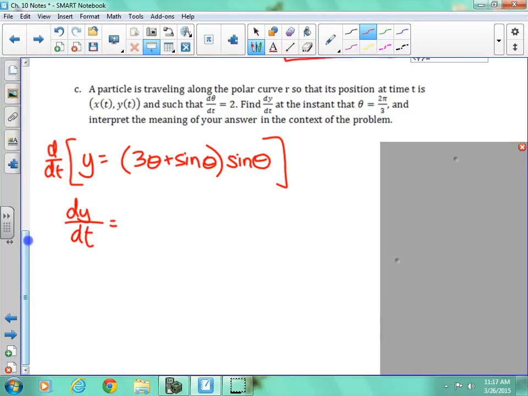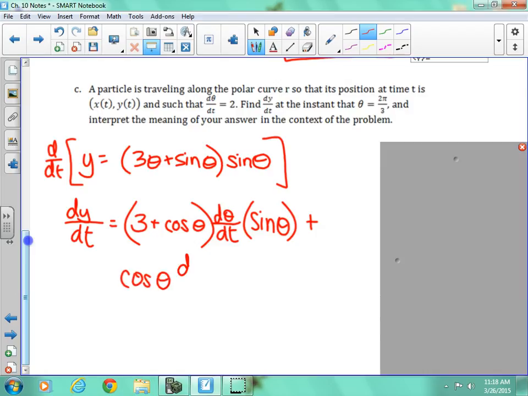3 sine theta plus cosine... 3 plus cosine theta? Right? Oh, you're doing it like that. I distributed the sine theta to each. Oh, got it. So the derivative of the first would be 3 plus cosine theta times d theta/dt times the second, plus the derivative of the second, cosine theta d theta/dt, times the first. The only reason I didn't list those is because then I have two product rules and I was like, ugh. But you could. Now what?